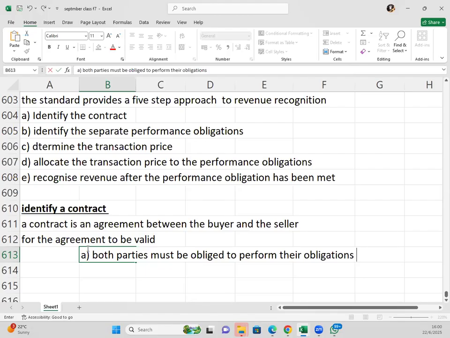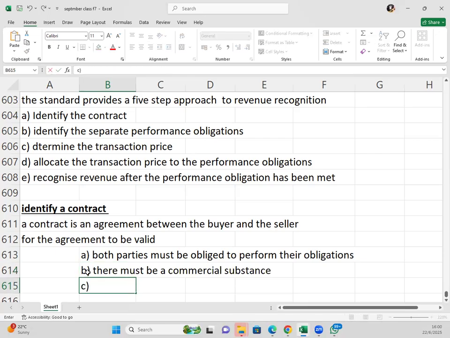And there must be a commercial substance. If you're not going to be benefiting anything, then it's a donation. So for sales, there must be a commercial substance. So we should be getting a commercial benefit or an intention to get a commercial benefit.